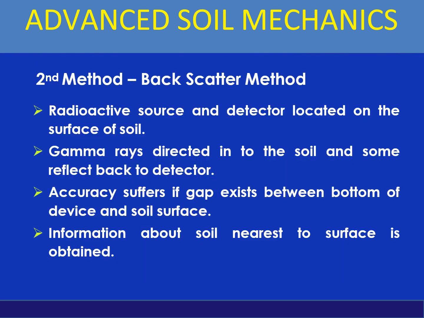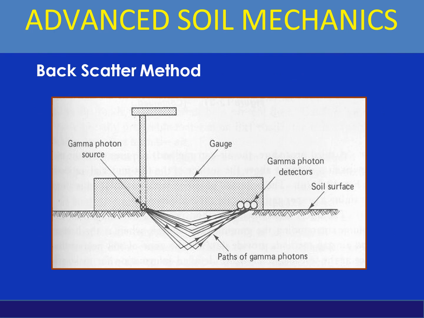And this is the second method, that is the backscatter method. The radioactive source and detector are located on the surface of the soil. Gamma rays are directed into the soil and some reflect back to the detector. Accuracy suffers if a gap exists between the bottom of the device and the soil surface. Information about soil nearest to the surface is obtained. So this is the schematic diagram of the backscatter method.